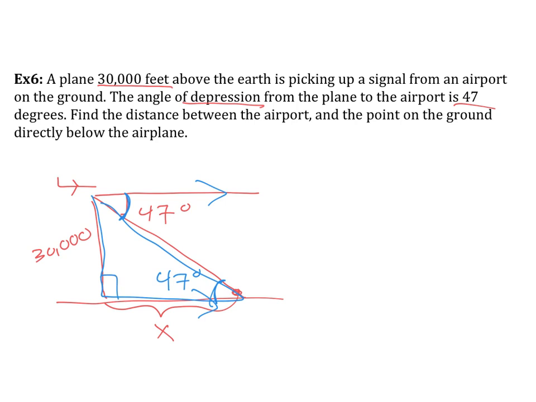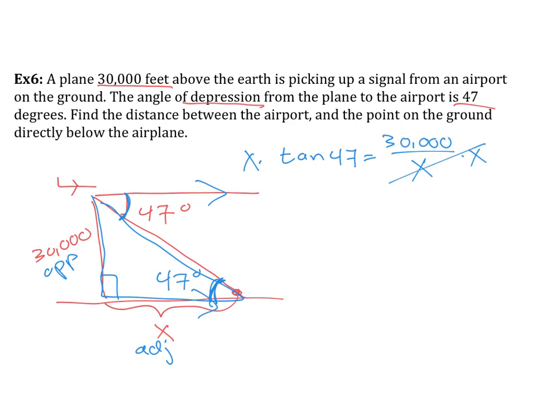All right, setting it up the same way we have in the past, we have the tangent of 47 degrees. That's going to equal our opposite side, which in this case, our angle is down here at the very bottom, so the opposite side is going to be our 30,000, which means your adjacent side is going to be x. So we have tangent of 47 is going to be 30,000 over x. We're going to go ahead and multiply both sides by x here. Cancel those out. So we now have x times the tangent of 47 is equal to 30,000.